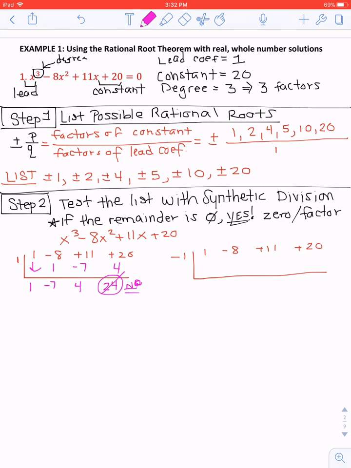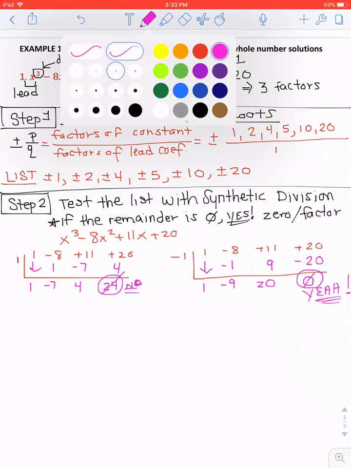All right, so let's try negative 1. Drop down my 1. 1 times negative 1 is negative 1. Negative 8 minus 1 is negative 9. Negative 1 times negative 9 is a positive 9. 11 plus 9 is 20. Negative 1 times 20 is negative 20. Oh, look at that. 20 minus 20 is 0. What are we looking for? We are looking for zeros. Yay! And you take a sigh of relief because you found one.